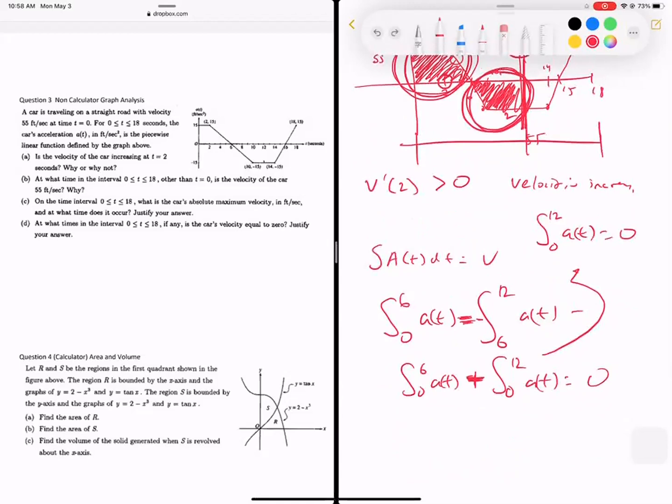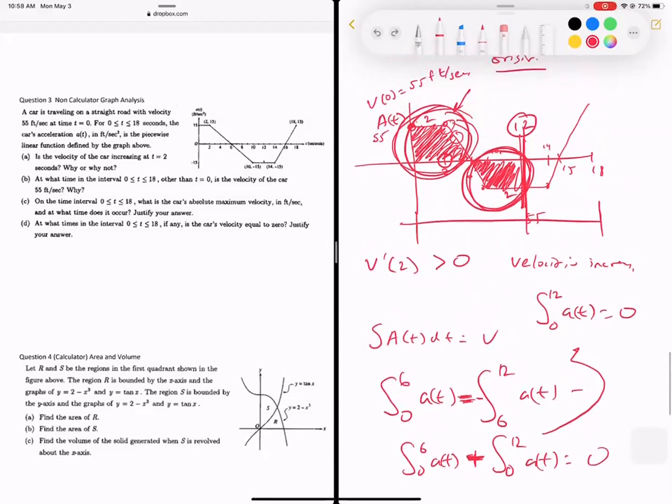Okay, on the time interval between 0 and 18, what is the car's absolute maximum velocity in feet per second? And what time does that occur? Okay, what's the absolute maximum velocity? So this could happen at a couple places. Remember, we're looking for what you could think of as the fastest speed. Speed is the wrong word, but that's how we think about velocity. What's the fastest point?